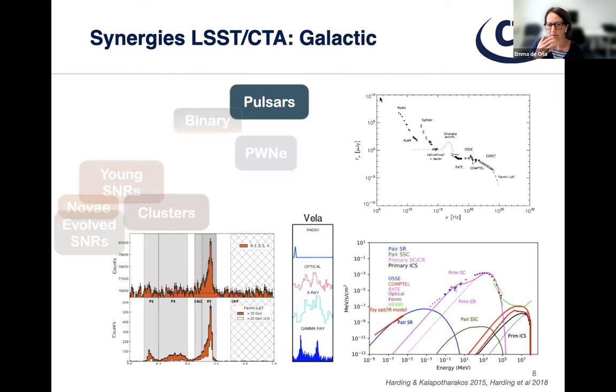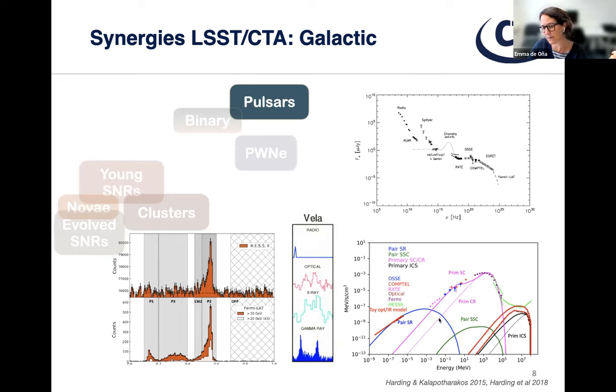But let me just talk a bit on these kinds of sources. I might start with pulsars. Pulsars are potentially very, very important for CTA. Up to now in the Cherenkov regime, we have fewer than 3, 4, 5 pulsars. This is pulsed emission coming from neutron stars.